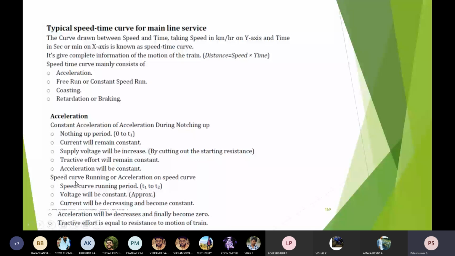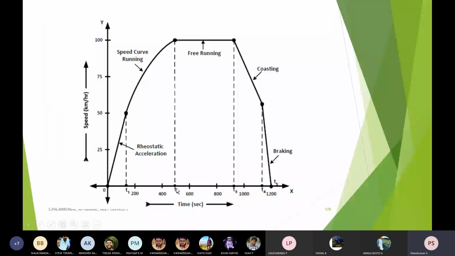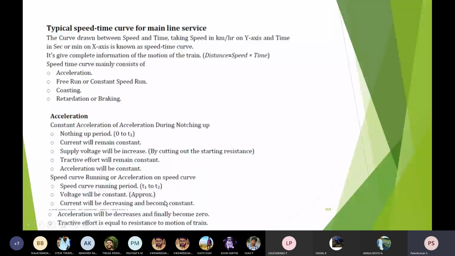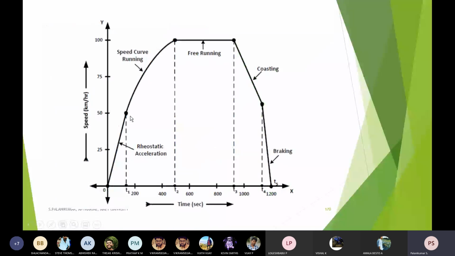So during the speed curve running and acceleration, the period T1 to T2 only, we are calling it the speed curve running period. Here, at this junction, from this point to this point, the voltage will be constant.